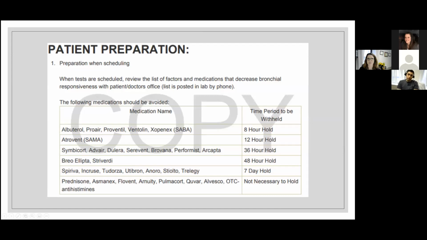We do a similar pretest questionnaire, and we always assess patients for any medications that may interfere with the accuracy of the test, including their home inhalers and other oral medications that could potentially interfere, but of course, mainly the inhalers are the most important one. And then we have time periods that we tell them that they need to hold their inhaler for prior to testing.